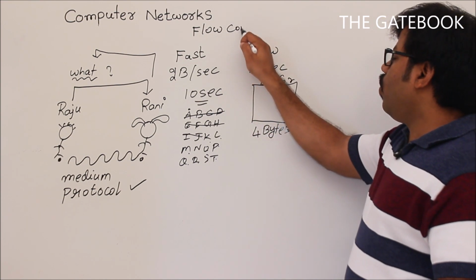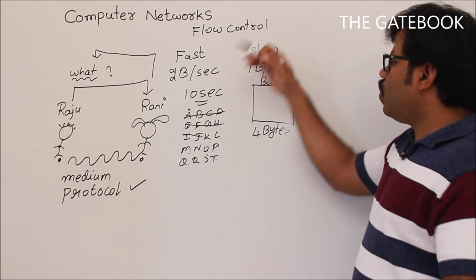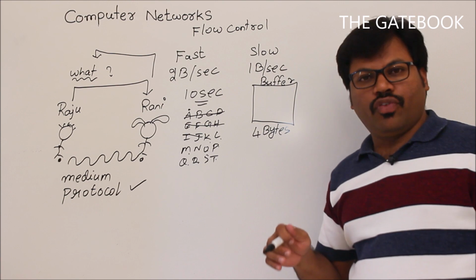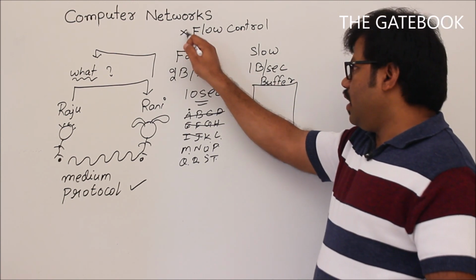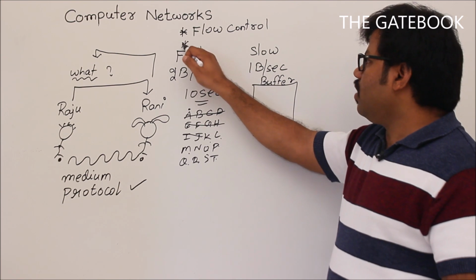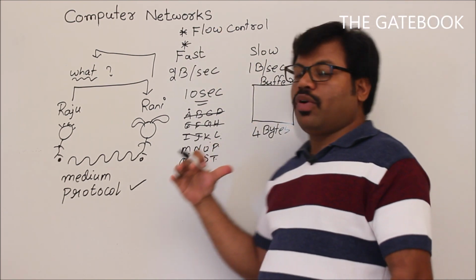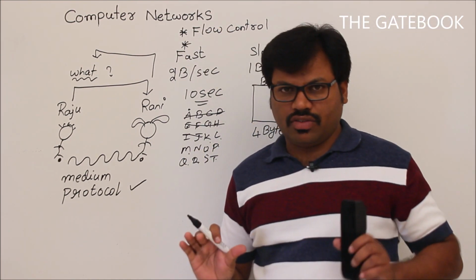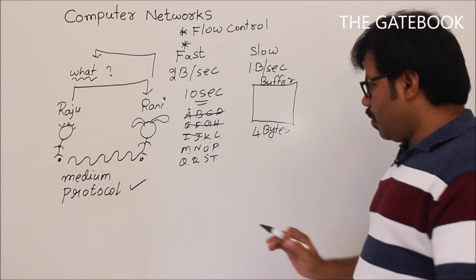They are nothing but flow control protocols. Finally, this flow should be controlled. How to control the flow? I don't want to discuss this here because it's an introduction, right? So we just mention the names of the protocols. That group of protocols are called flow control protocols. Fine. Now, there is another problem, you see.